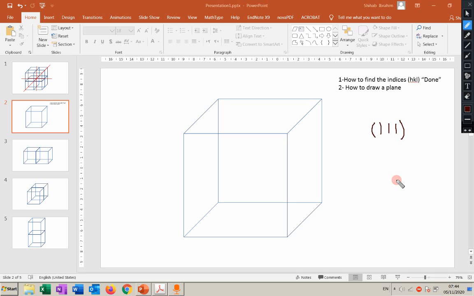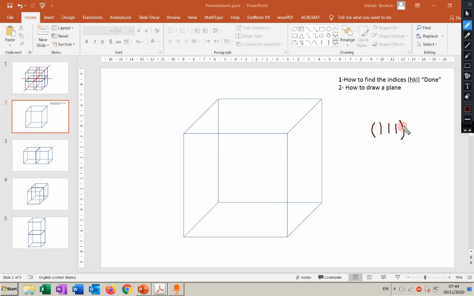By the way, we're not talking about hexagonal. Hexagonal has different planes and different indices there. So we have 1, 1, 1, three indices, none of them zero, so we know that this plane will be a triangle.